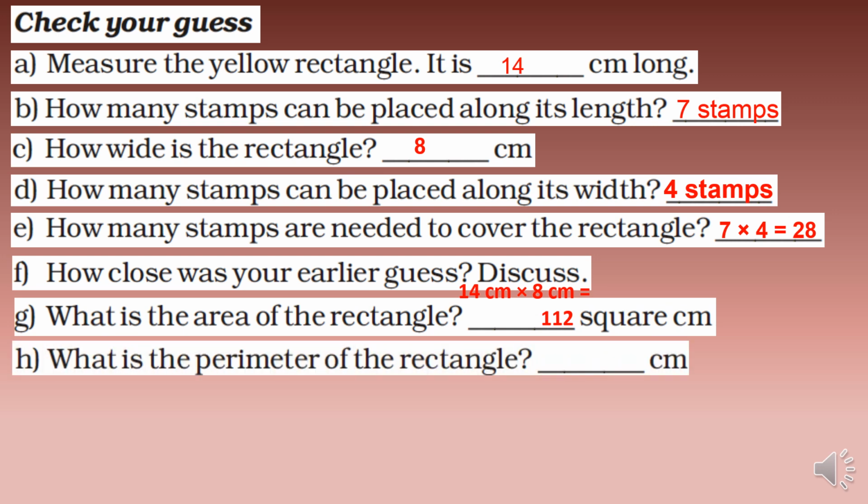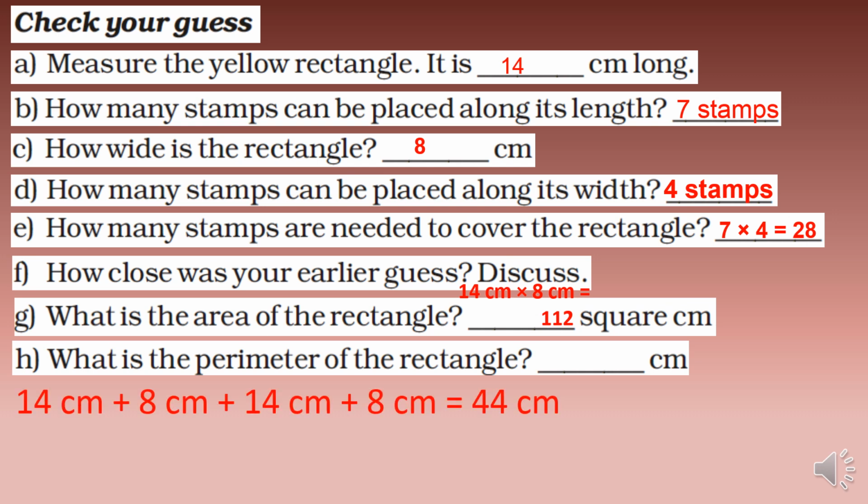What is the perimeter of the rectangle? For perimeter, the formula is 2 multiplied by (L plus W). So 14 plus 8 is 22, multiplied by 2 is 44. Or we can say 14 centimeter plus 8 centimeter plus 14 centimeter plus 8 centimeter, that equals 44 centimeter.